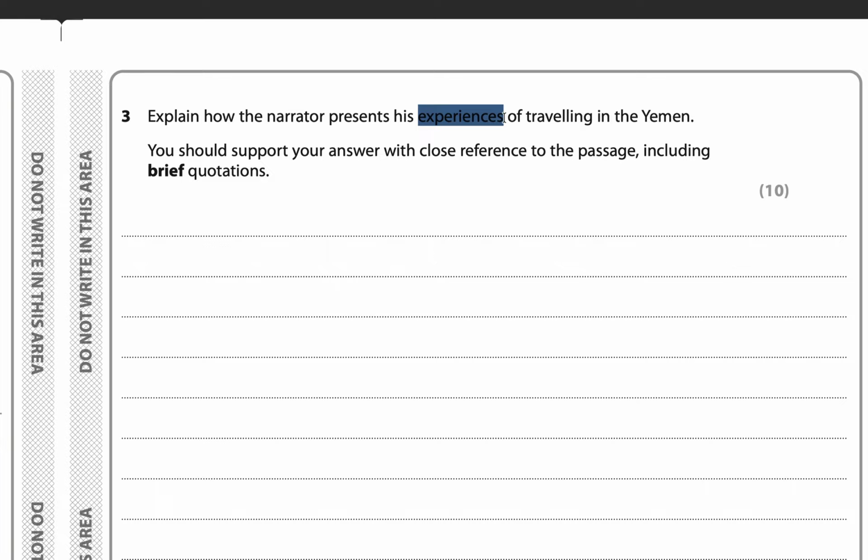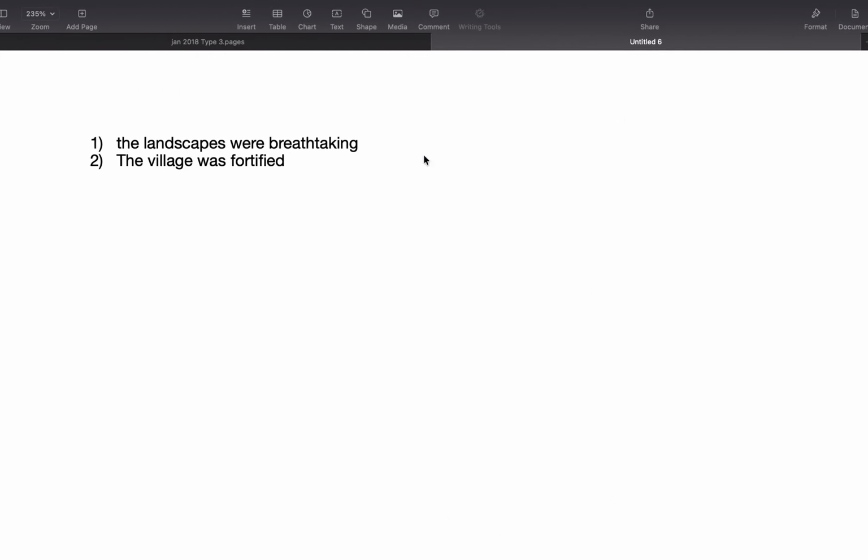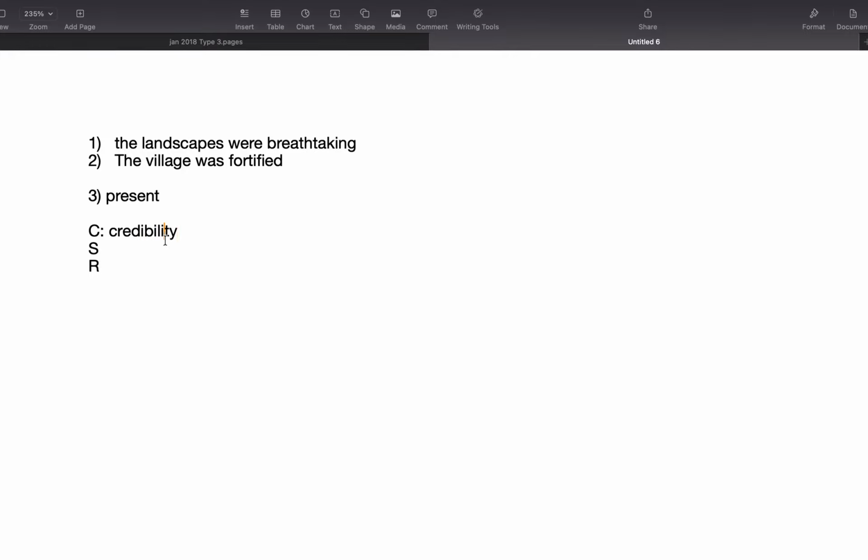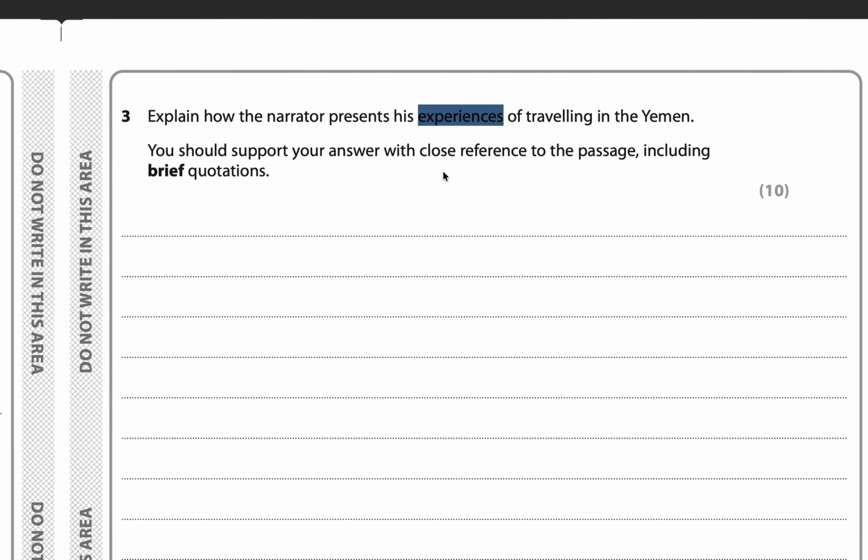What I mean is, normally, when we see the term present, the first thing that comes to our mind is CSR. And we would look for credibility, structure, and we would look for register. Now the problem here is you have to be really smart. You have to be really cautious, because here we'll talk about how he describes his experience, presents his experience.